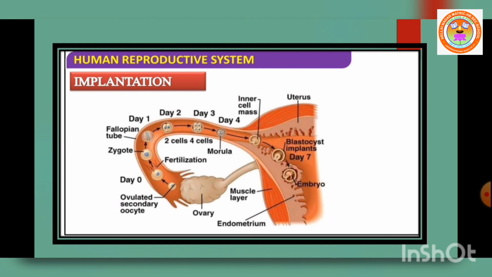The growth of the embryo may cause internal bleeding, infection, and in some cases even death due to rupture of the fallopian tube. So this is about implantation, another event in sexual reproduction of human beings. So far we discussed cleavage and implantation.